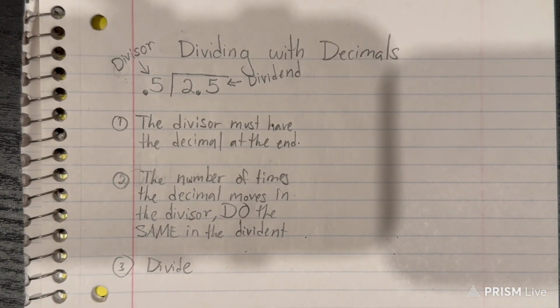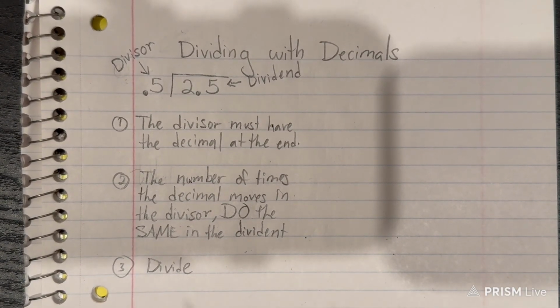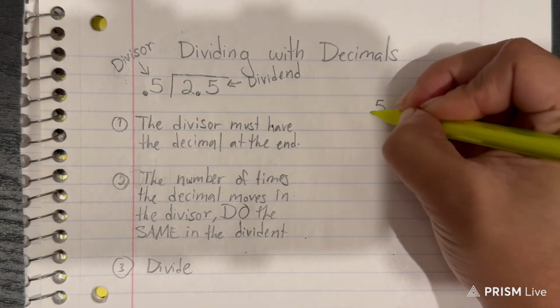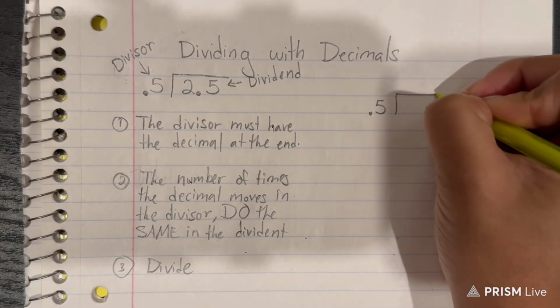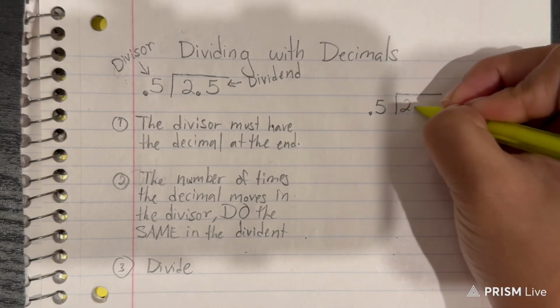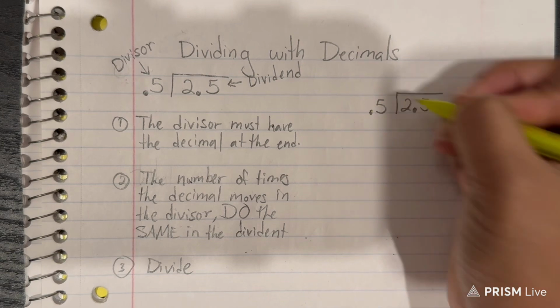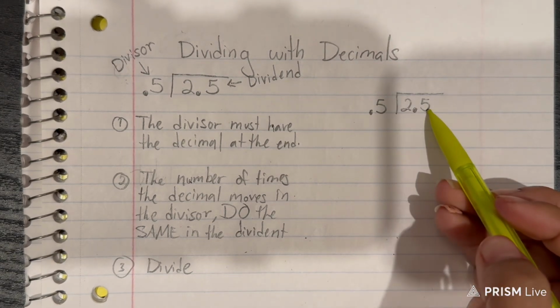All right, welcome to dividing with decimals. We have our divisor on the outside and our dividend on the inside. We're going to go ahead and just rewrite the problem here. That is decimal 5, and then we have a 2.5 here. So 5, and we also have a 2.5.